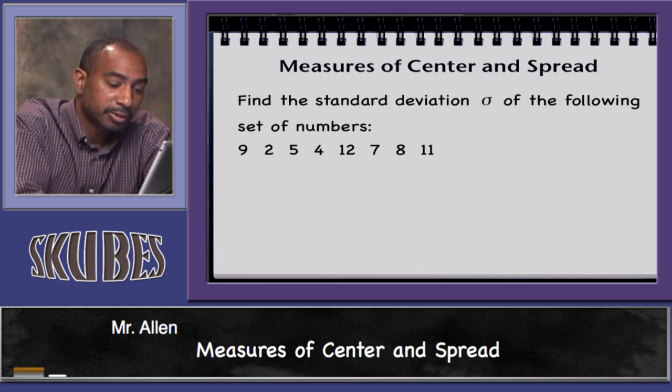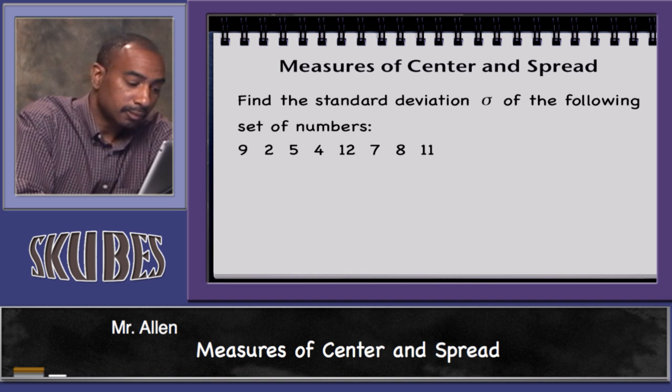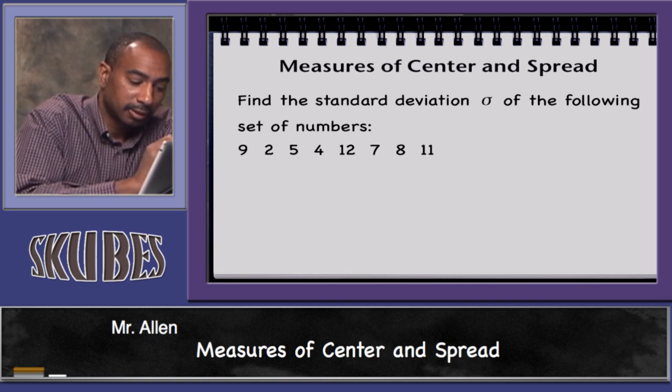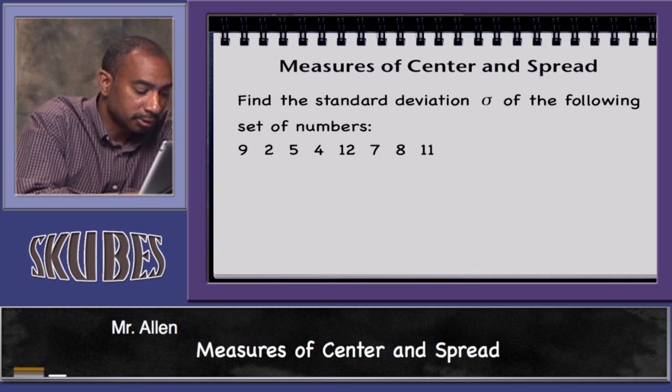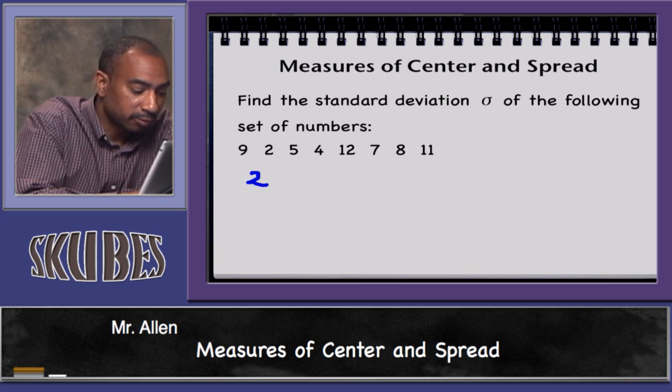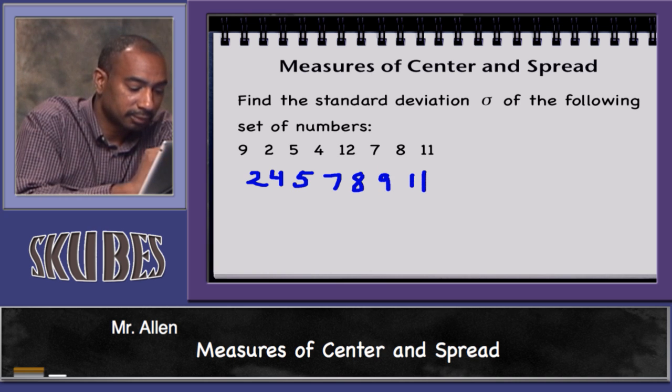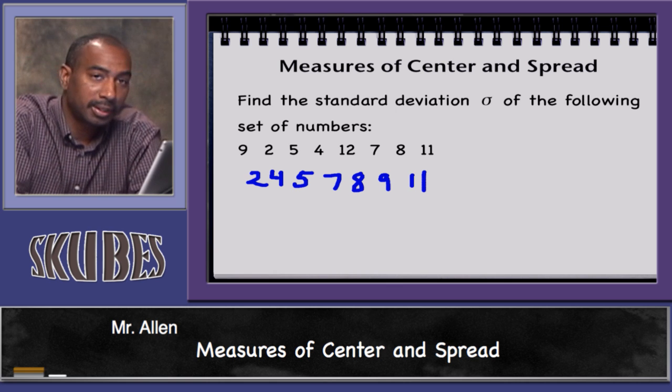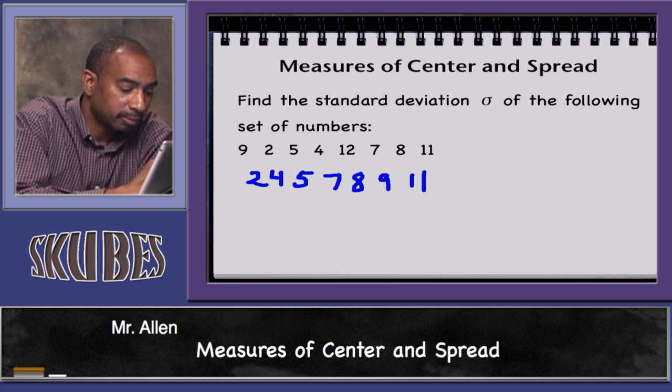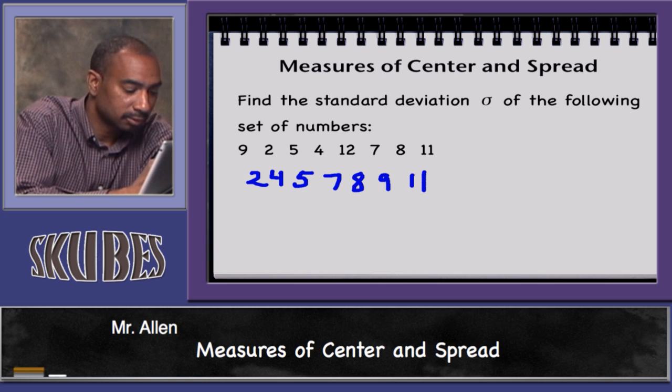All right, so for example, if we ask for the standard deviation from this set of numbers, first thing, make sure it's in order. So the smallest number I see here is 2. So I'm going to put 2. Then the next number should be 4. Then 5. Then I see 7, 8, 9, and then 11. And what you want to do is get the mean. So how many numbers do I have here? I got 3, 6, 7. Should have 8 numbers. Oh yeah, and then 12.